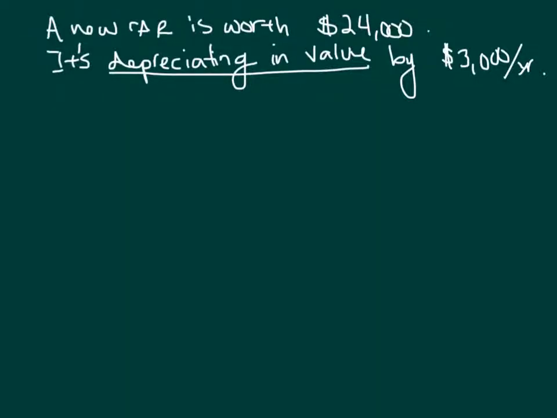Okay, this next example, I want to connect it to what you learned in chapter 6. If you recall, one of the ICA problems, maybe in the entrance or exit problem, you were given a new car worth $24,000 that is depreciating in value, meaning it's losing value every year by $3,000. And hopefully that makes sense, right?